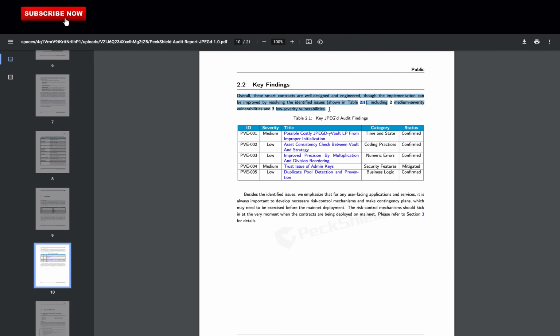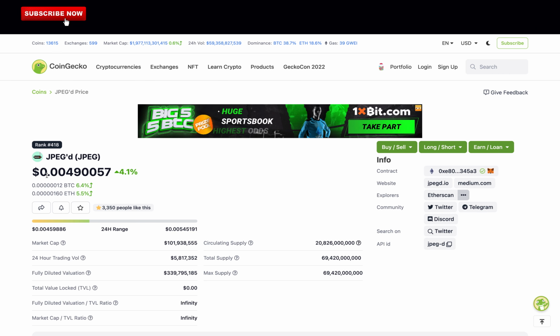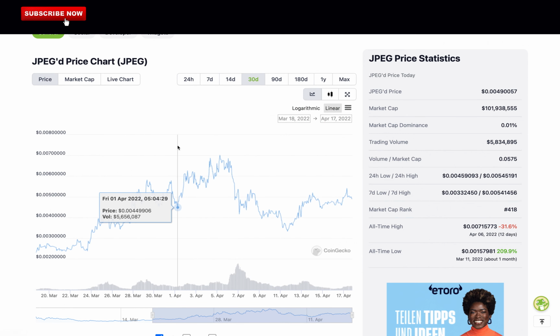Here's the conclusion by PeckShield for the audit. Overall, these smart contracts are well designed and engineered, though the implementation can be improved by resolving the identified issues. Checking the chart. Their governance token JPEG is at $0.004, with a total supply of 68.4 billion tokens, with a market cap of over $100 million at the time of recording. Looking at the last 30 days, overall the price doubled, so it's good. I give a full point.